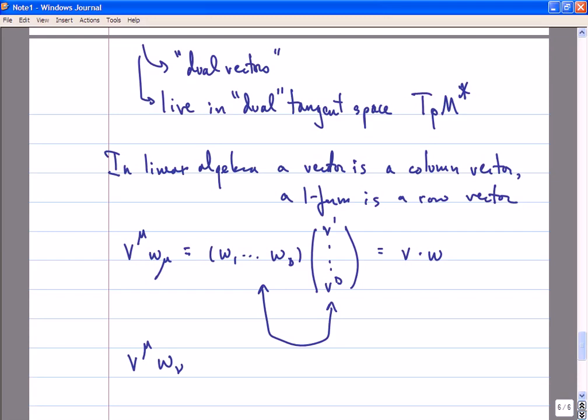Yes? I thought this was commutative. Matrix multiplication is not commutative.